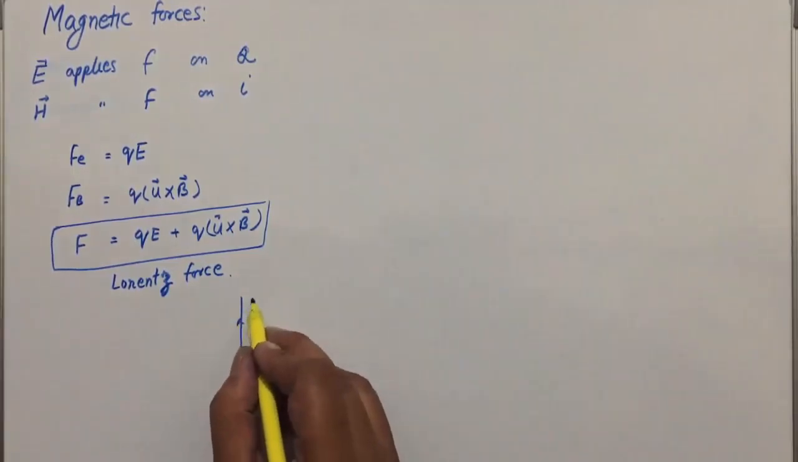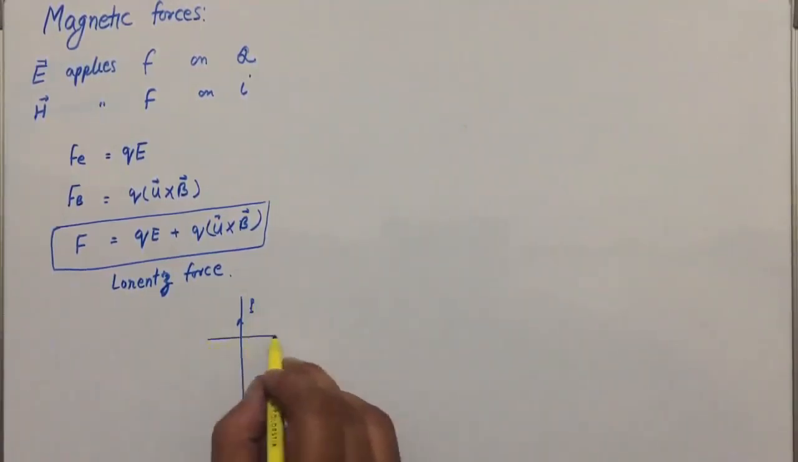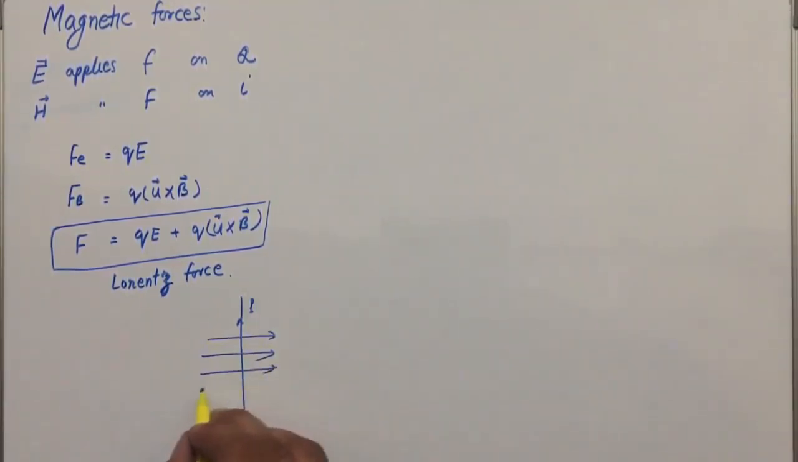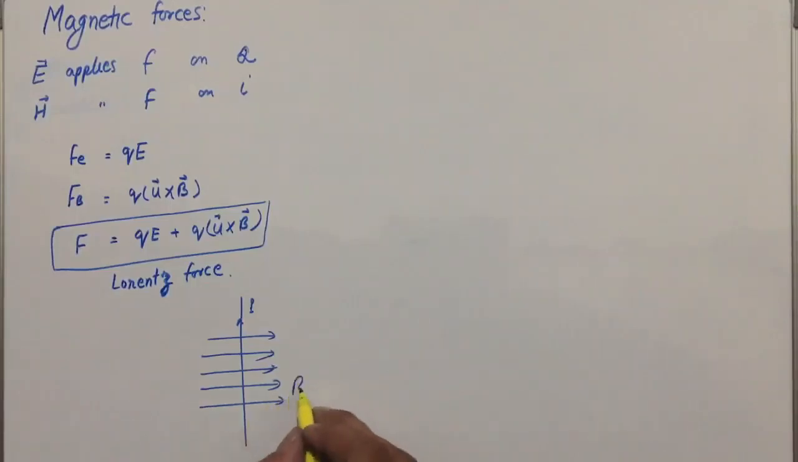Based on it, if a current carrying conductor, through which the current I is flowing, is placed in a magnetic field B, the magnetic field density or magnetic flux density, we consider them the same for explanation, then it will experience a force. Let us try to find how much force it will experience.